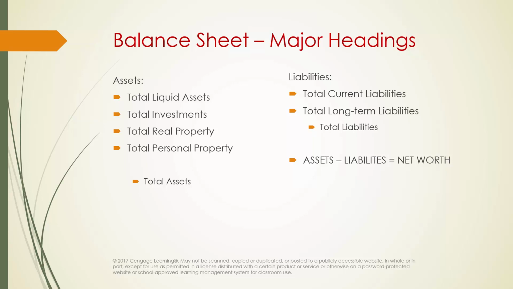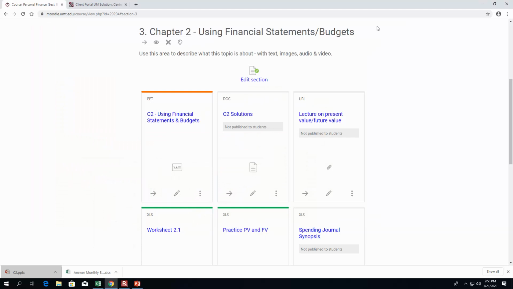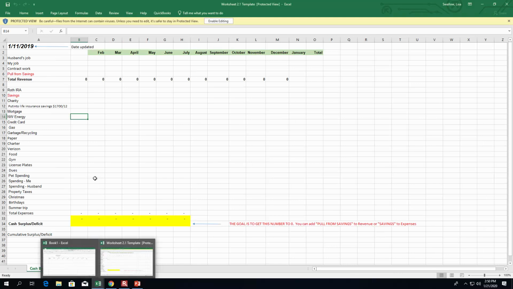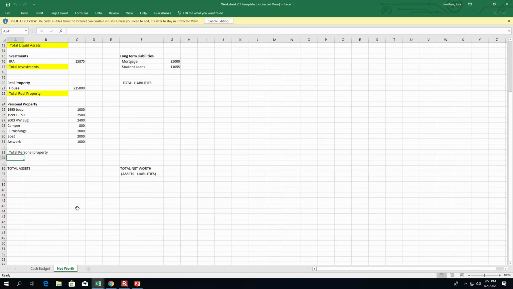Okay, so the math is just that your net worth is the difference between assets and liabilities. So let's take a peek at what we think this is going to look like. Let's see, worksheet 221. When you get on this worksheet, you'll see there are two tabs. One says cash budget and one says net worth. We're working on the net worth one.